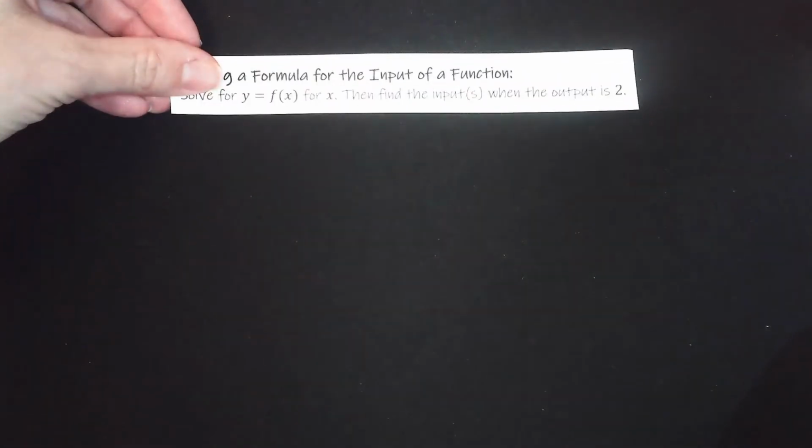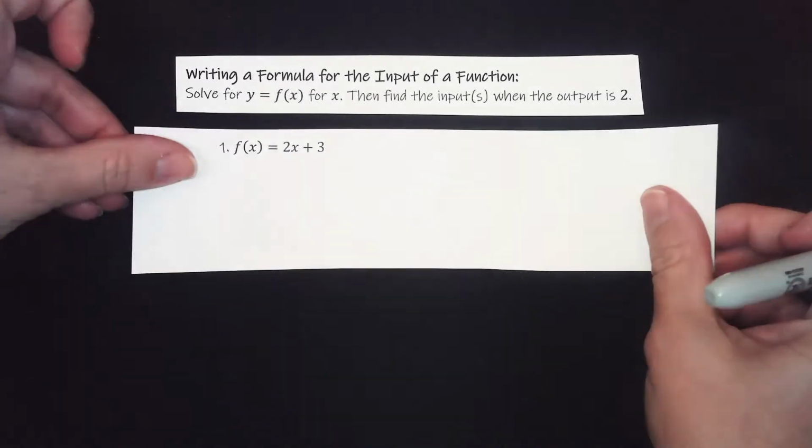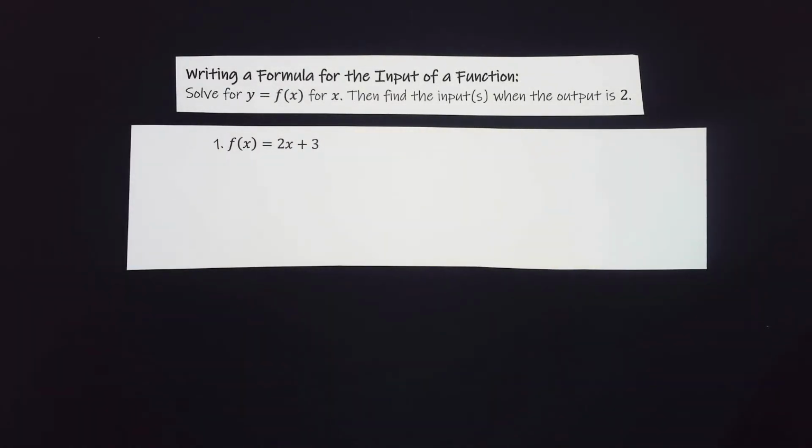We're going to start with video 1, which is writing a formula for the input of a function. So we're going to solve y equals f of x for x, and then find the input when the output is 2. Alright, so what all does that mean? Let's just do a problem and you'll see.